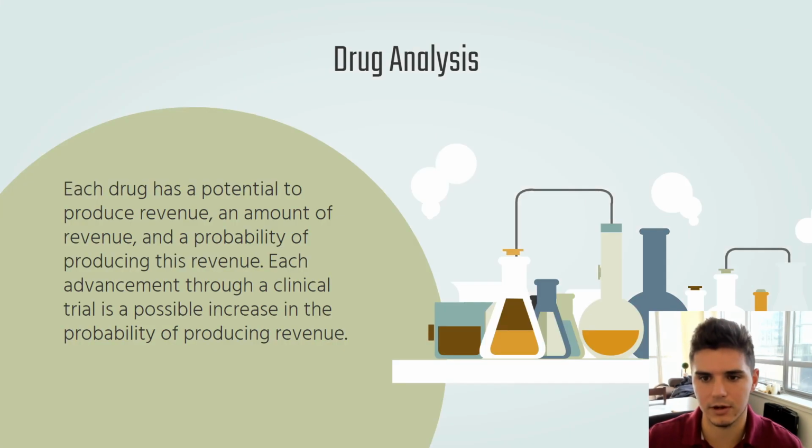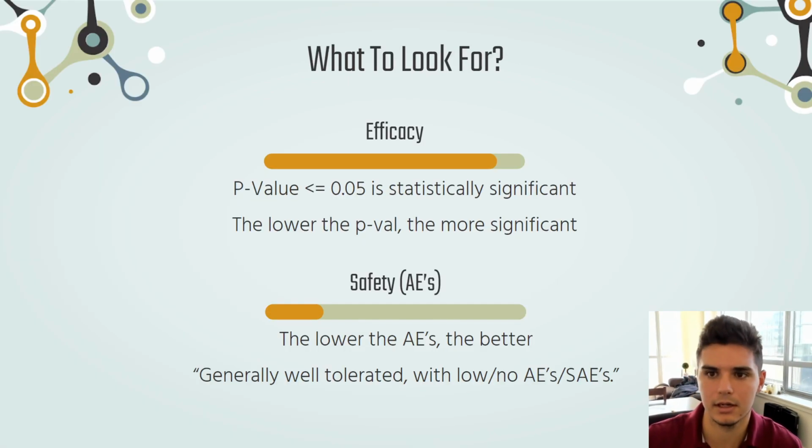So what to look for and where to find it. And just quickly, I wanted to just touch on the fact that each drug has a potential to produce revenue, a certain amount of revenue, and a probability of producing this revenue. And each of these advancements through a clinical trial or other regulatory catalyst event has the possibility to increase or decrease this possibility of producing revenue. And so therefore are major driving factors in the company value overall. So these are the main things to take into consideration: the amount of revenue and probability of producing this revenue, I feel like. So what are things that we look for when we're analyzing these events?